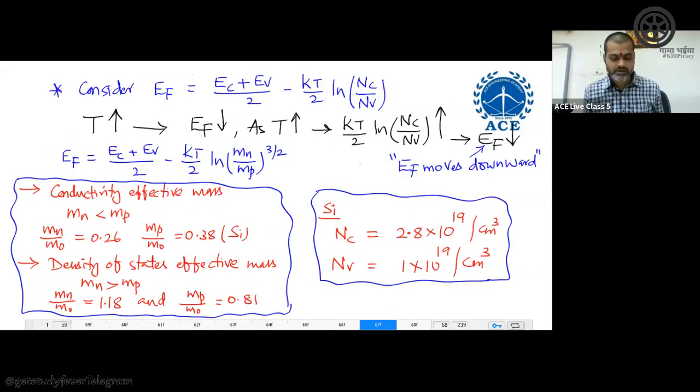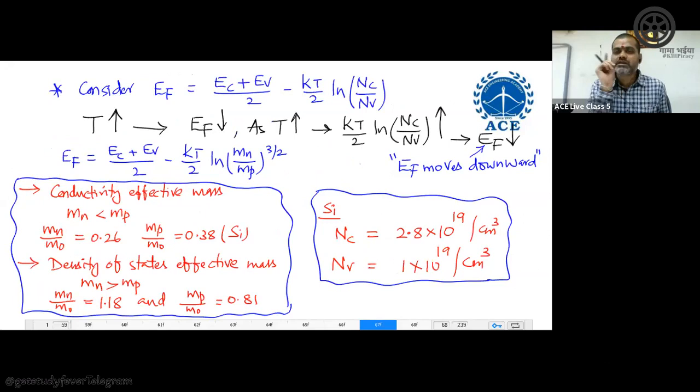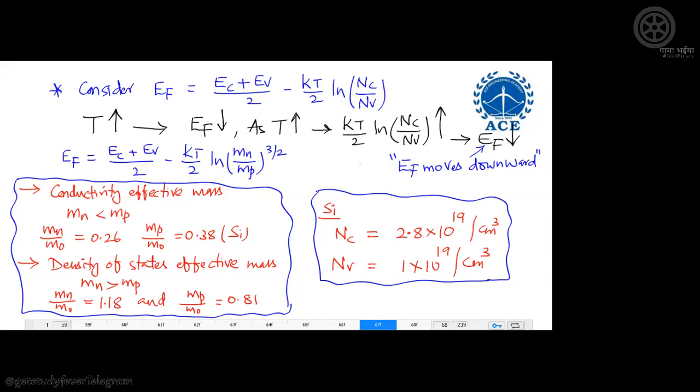Sir, I didn't understand the relative mass concept and how it will affect those two equations. Please, those who are asking the doubt, you need to isolate yourself from other disturbances. Behind you there are so many people who are talking, and I'm not getting your question exactly. Move from that side or ask them to move. Yes, please go ahead.